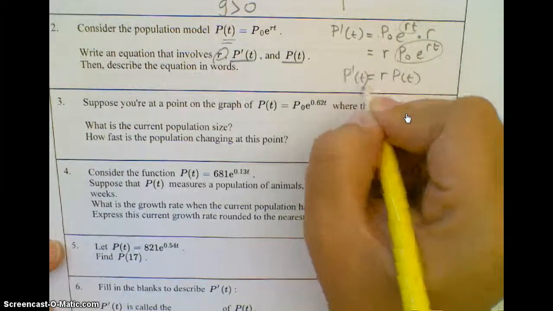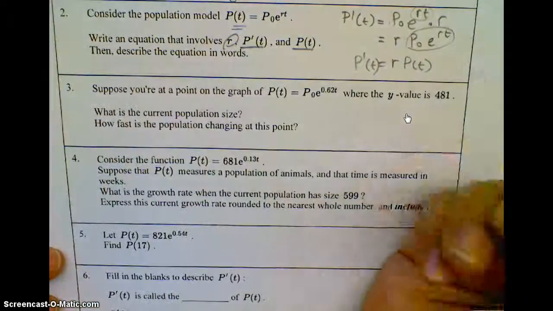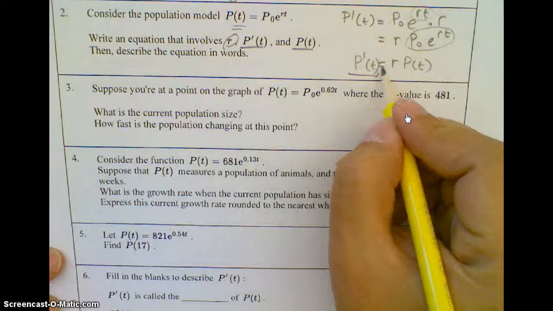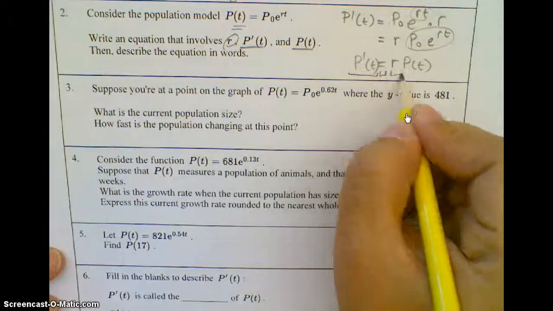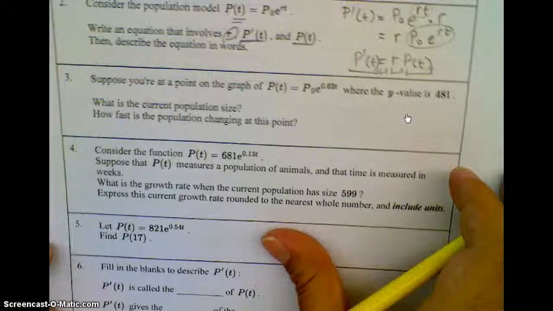So the derivative will be that. And it says, then describe the equation in words. Well, this is the growth rate is proportional to the current population. So I can write that in words.